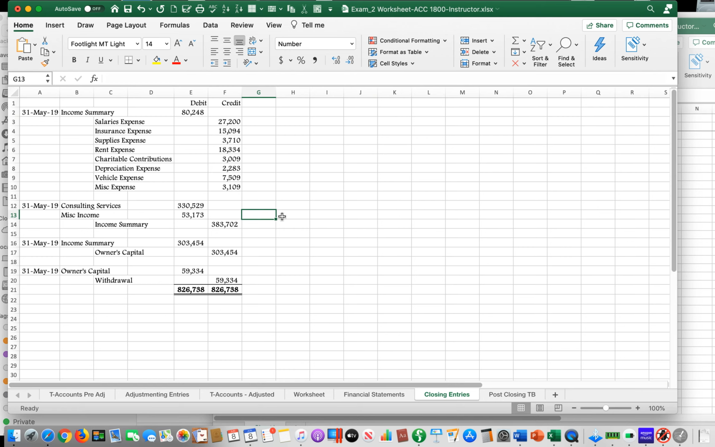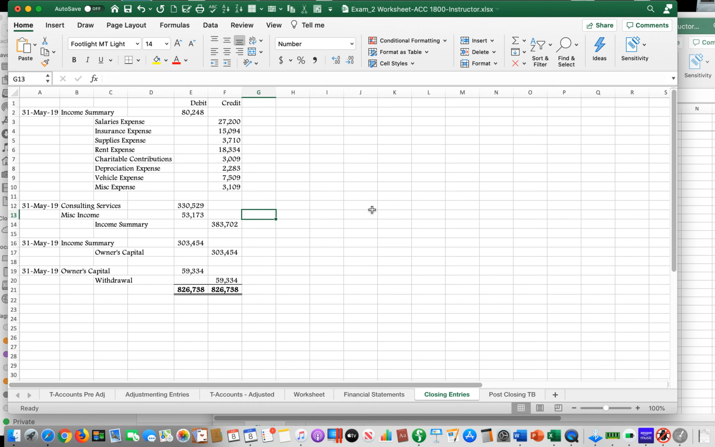In other words, you use income summary as a conduit to close an account, to be the opposite side of the transaction. If you have a debit, you've got to have a credit. At least one credit or at least one debit. Okay? So you close your revenue accounts, consulting services, miscellaneous income, with a debit, and you credit income summary.